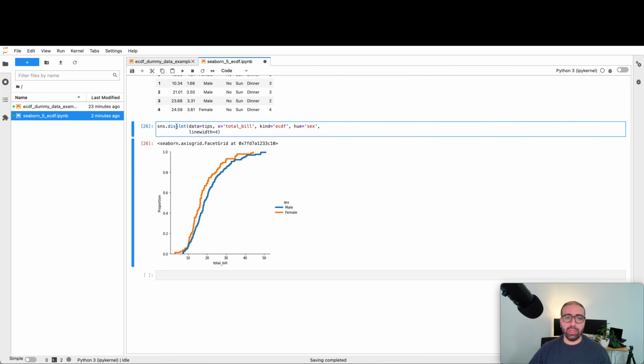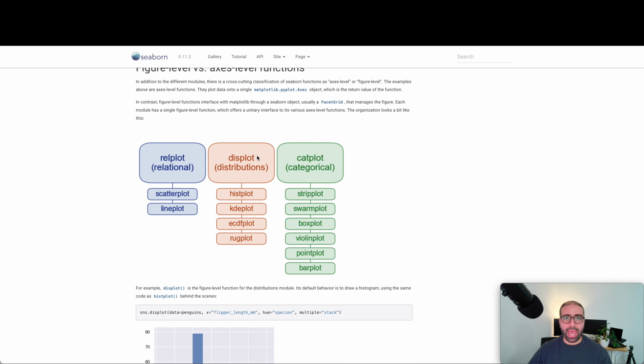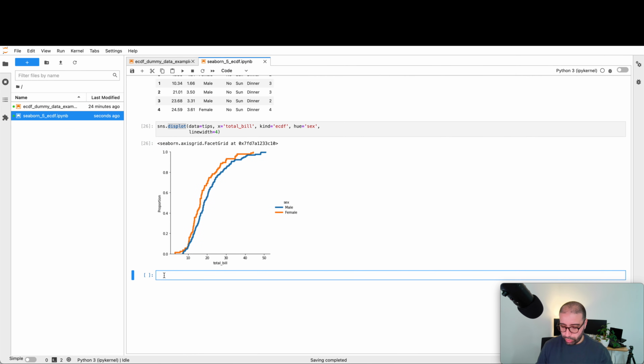So now I'm going to show you how to make this with the ECDF plot function instead of the displot function. So instead of using this parent function, I want to use the ECDF plot itself. So let's use sns.ecdfplot. The data is tips and x equals total_bill and hue equals, is that sex? Yes, and hue is sex.